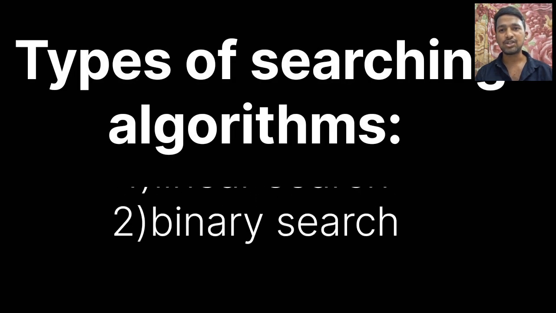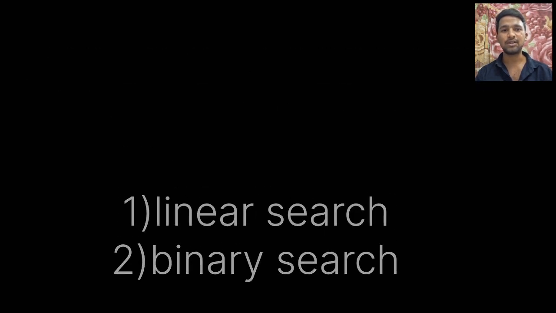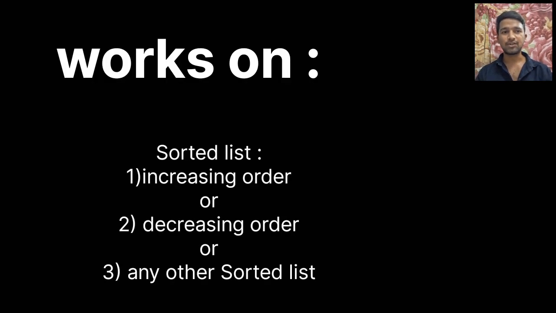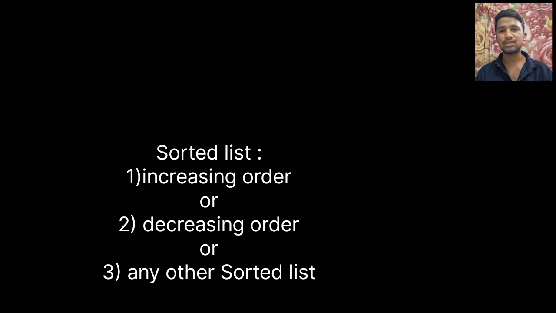So we have two types of searching algorithms, linear search and binary search. Binary search works on a sorted list. That's right, sorted. If your list is unsorted, then binary search will not work.